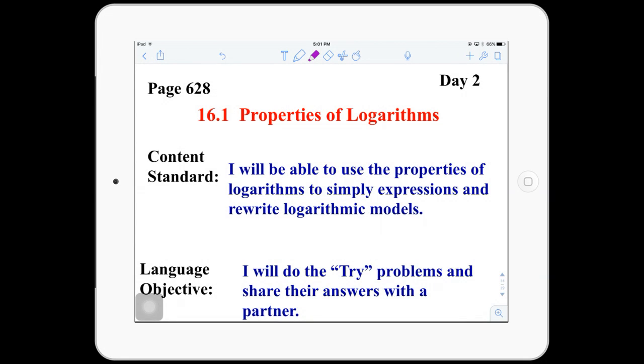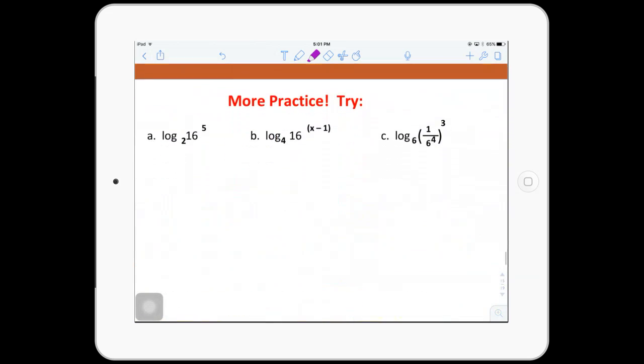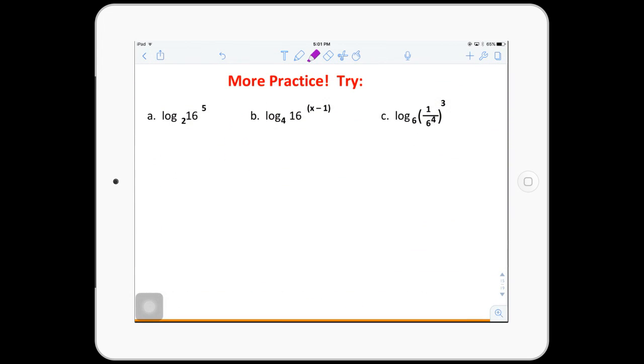Hello everyone. Today we're going to continue lesson 16.1 on day 2, the properties of logarithms. We're going to continue using the properties of logarithms to simplify expressions and rewrite logarithm models. Let's take a look at more practice problems. This is pretty similar to the problems that we did yesterday, except maybe just a little bit longer. Let's go ahead and take a look at the first one.